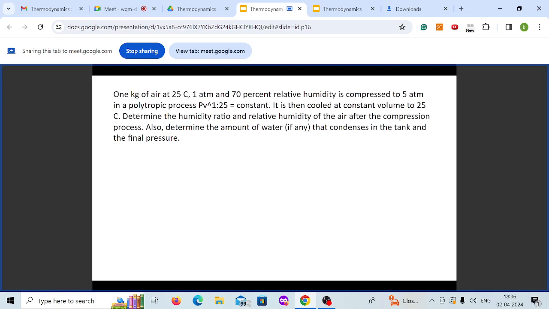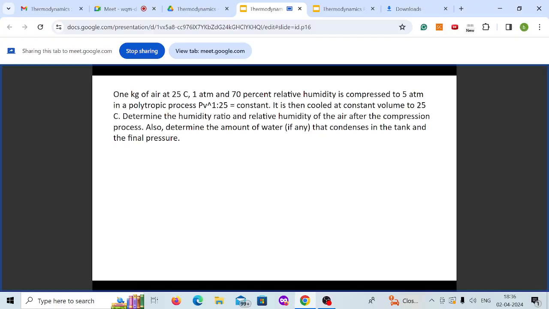So next question is, you have 1 kg of air at 25 degrees Celsius and 1 atmosphere and 70% relative humidity. They are saying it is compressed to 5 atmosphere in a polytropic process, given as PV raised to power 1.25 equals constant.